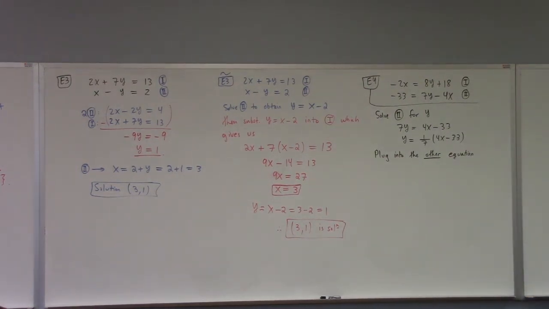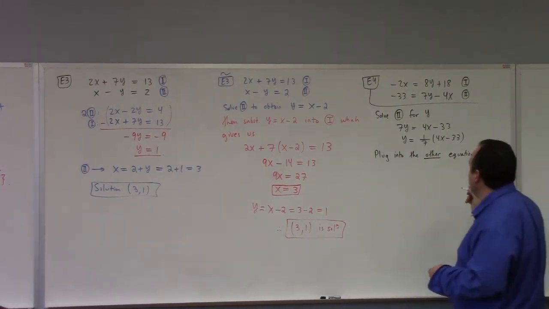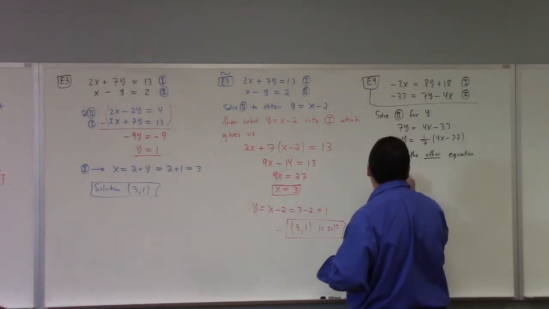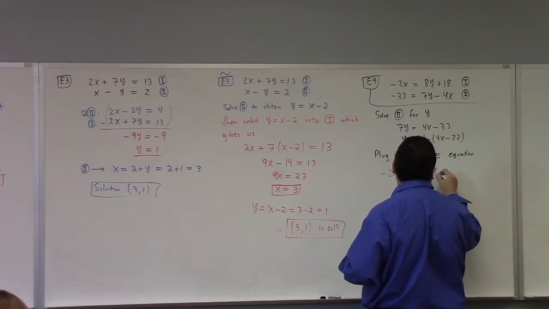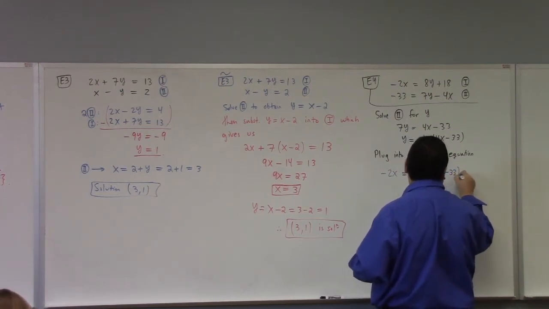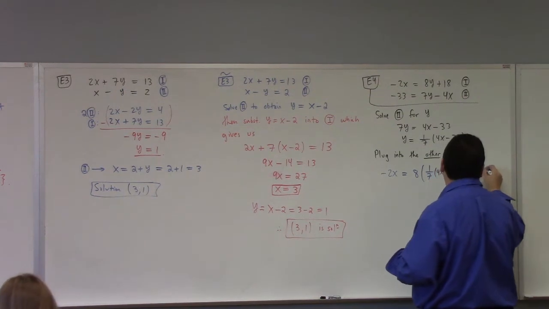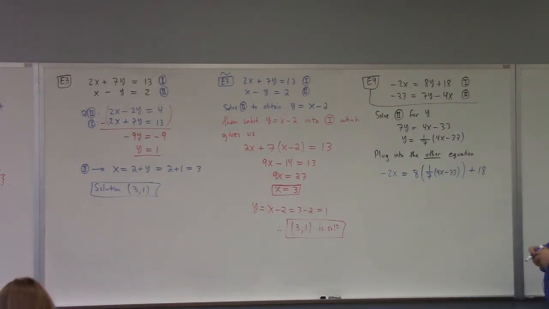So let's use the other equation. The other equation is what? Minus 2x equals 8 times 1/7 times 4x minus 33 plus 18. There's a fraction, right? How do you eliminate fractions to make the math work out nicer? I think the smart move here is to multiply the whole equation by 7. If I multiply the equation by 7, I get rid of the 7th, you know?